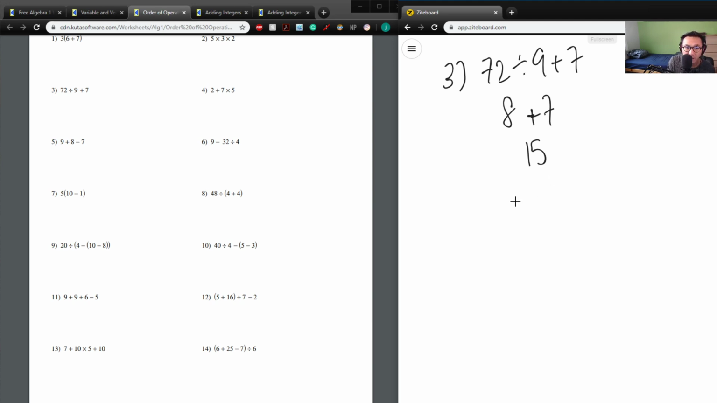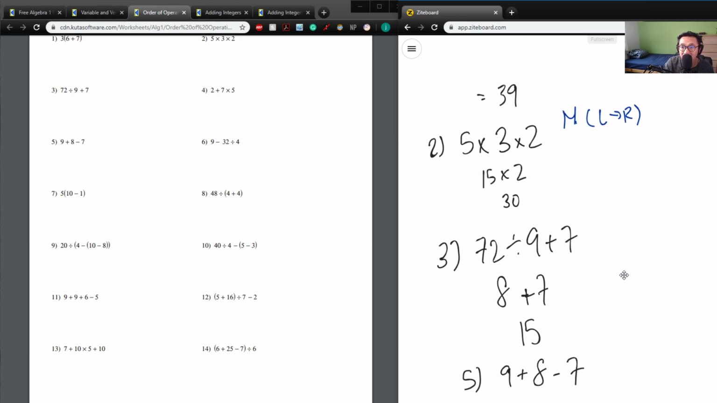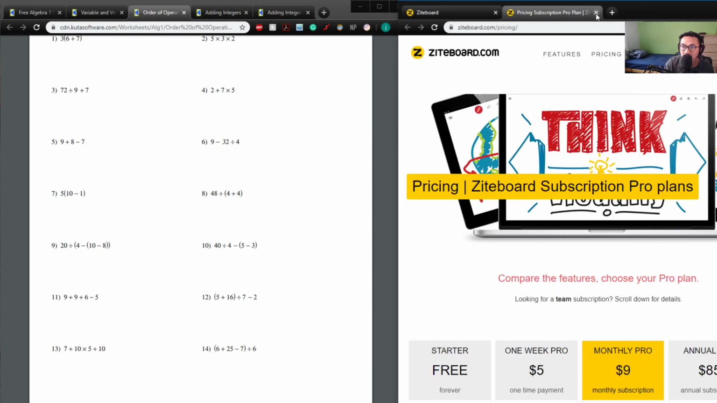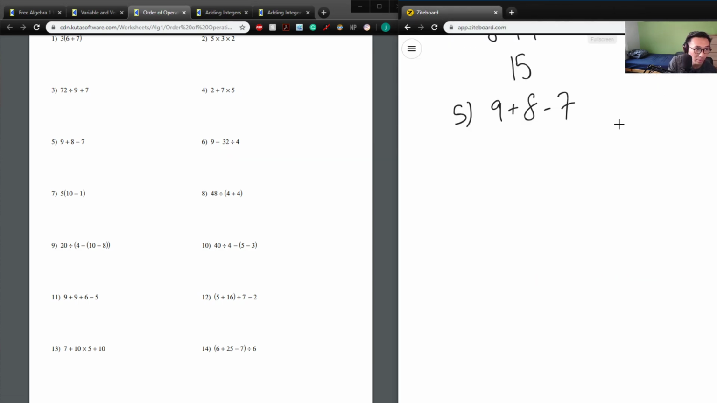Number 5, I have here, it's again 9 plus 8 minus 7. So again, this is addition and subtraction. So in terms of PEMDAS, this is where it gets confusing for some of you. Some of you might say, oh, addition is before subtraction, right? So we do addition first, right? Technically, no. Because addition and subtraction are at the same level of operations. So we actually do addition and subtraction from left to right.